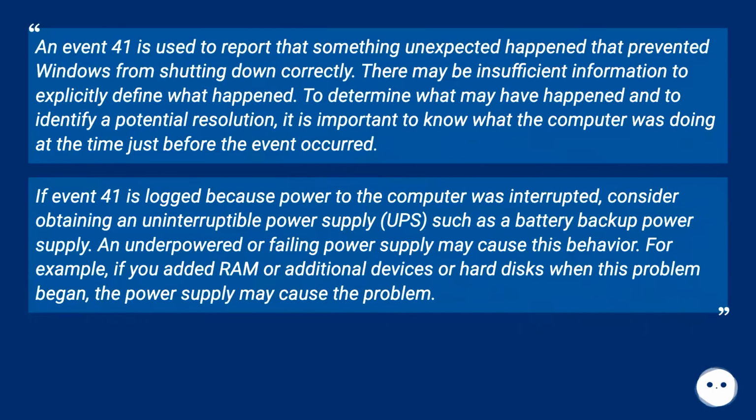An event 41 is used to report that something unexpected happened that prevented Windows from shutting down correctly. There may be insufficient information to explicitly define what happened. To determine what may have happened and to identify a potential resolution, it is important to know what the computer was doing at the time just before the event occurred. If event 41 is logged because power to the computer was interrupted, consider obtaining an uninterruptible power supply, UPS, such as a battery backup power supply. An underpowered or failing power supply may cause this behavior. For example, if you added RAM or additional devices or hard disks when this problem began, the power supply may cause the problem.